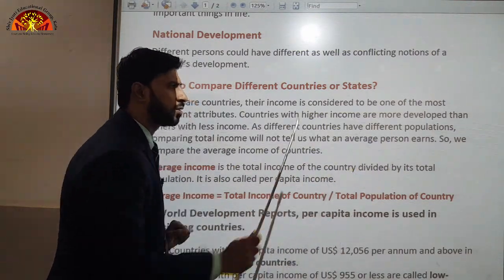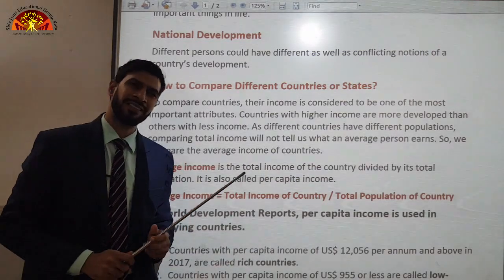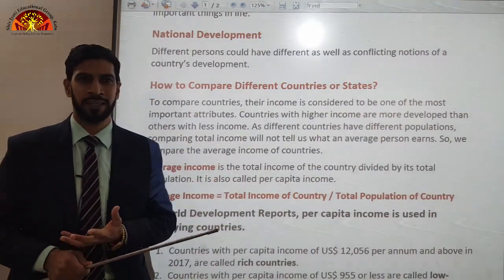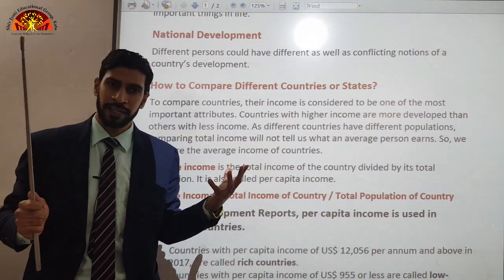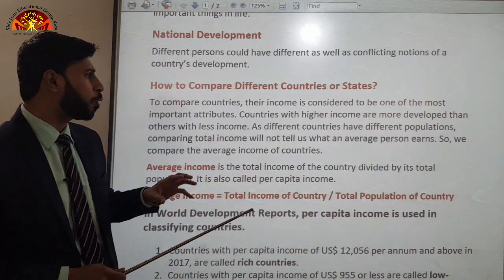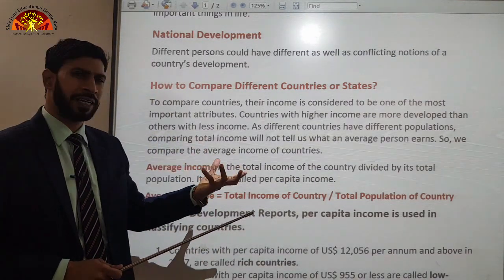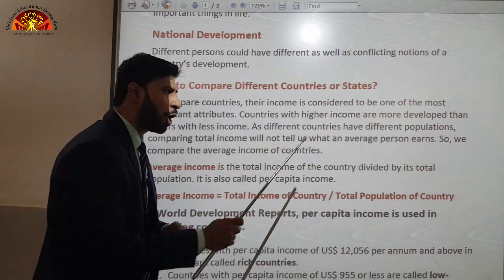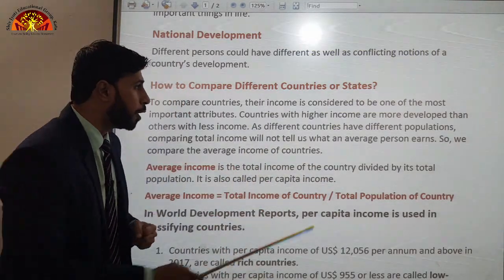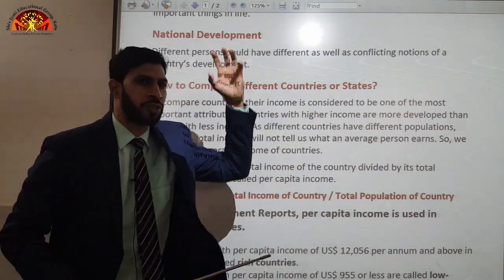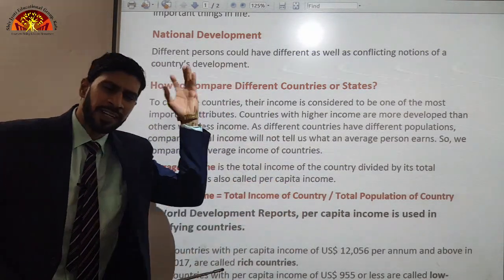Okay? Now, as different countries have different population, comparing total income will not tell us what an average person earns. We all know that countries don't have the same population. If we compare India with Sri Lanka, there is a vast difference, right? So different countries have different population, and if we go by that, it is very difficult to find out the income. Total income will not tell us what an average person is likely to earn. So we compare the average income of the country. So we take the average, and that gives us the answer.